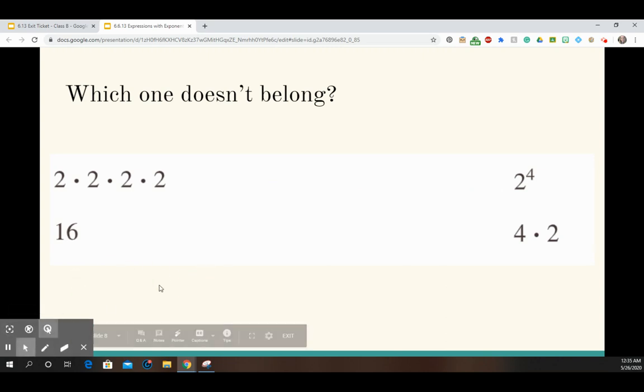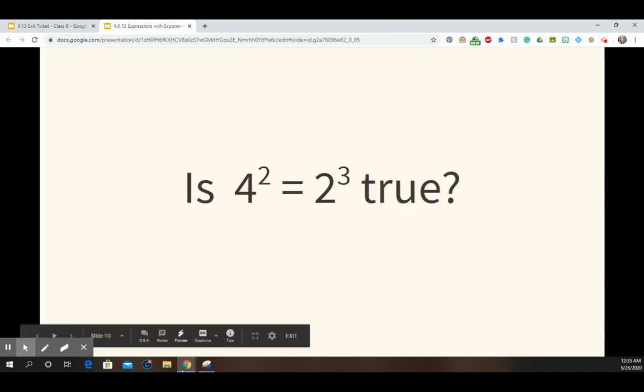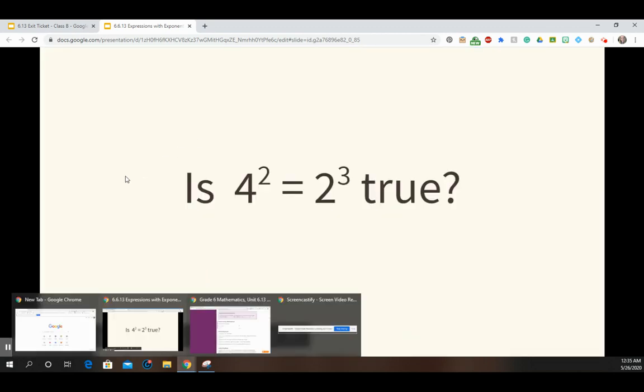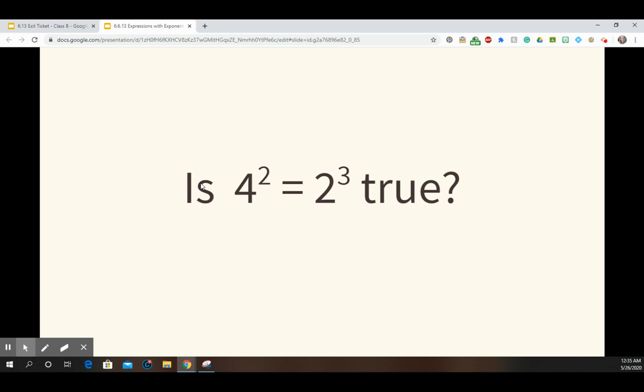Cool. All right. Let's go ahead and jump in. If you have that workbook, go ahead and turn to 13.2. Is 4 squared equal to 2 to the 3rd true? Go ahead and decide an answer for yourself.